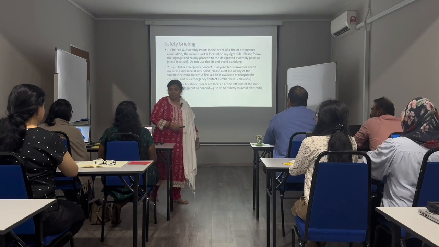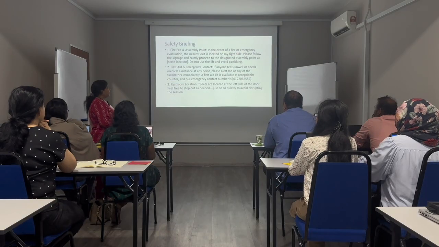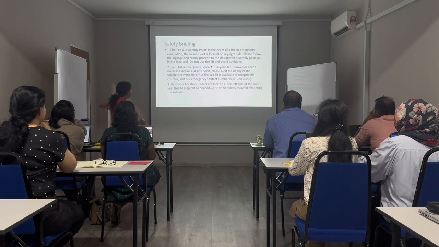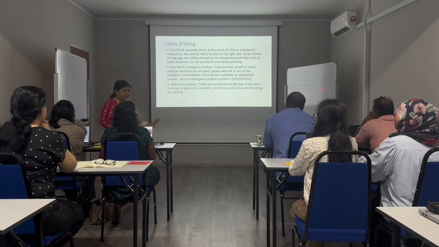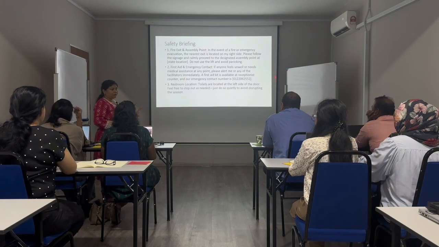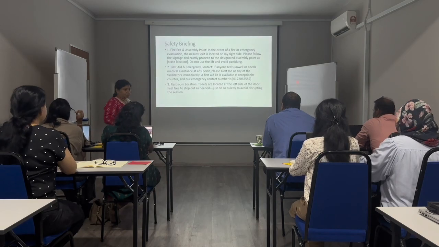We will see the safety briefing, fire exit and assembly point. In the event of fire or emergency evacuation, the nearest exit is located at the right hand side. Okay, it's available on my right hand side. Please follow the signage and calmly proceed to the designated assembly point, and do not use the lift, and don't panic. So in case of any emergencies, don't use your lift, don't panic. You just go towards my right hand side, and you go along the steps.